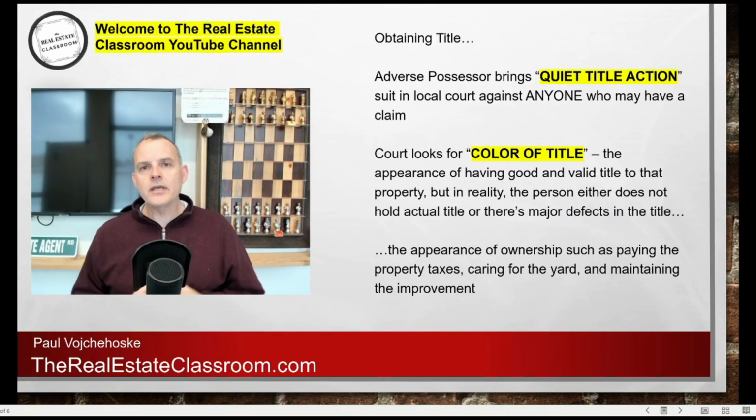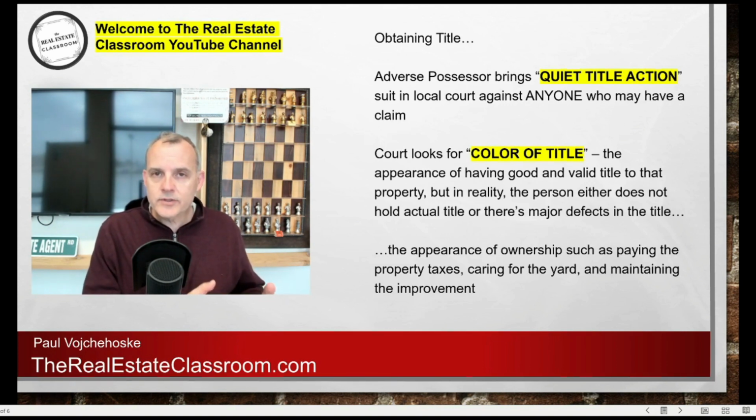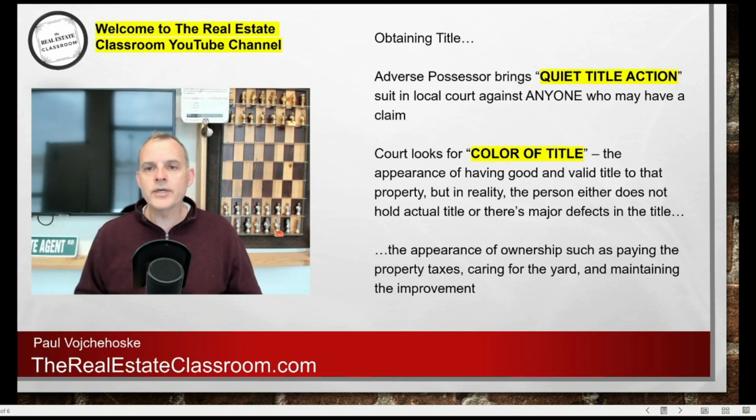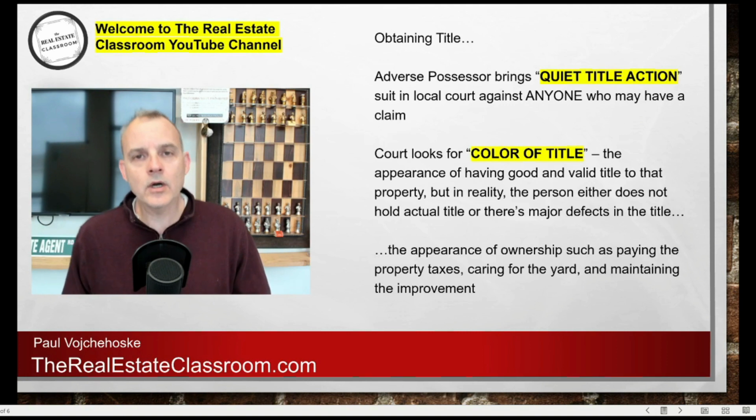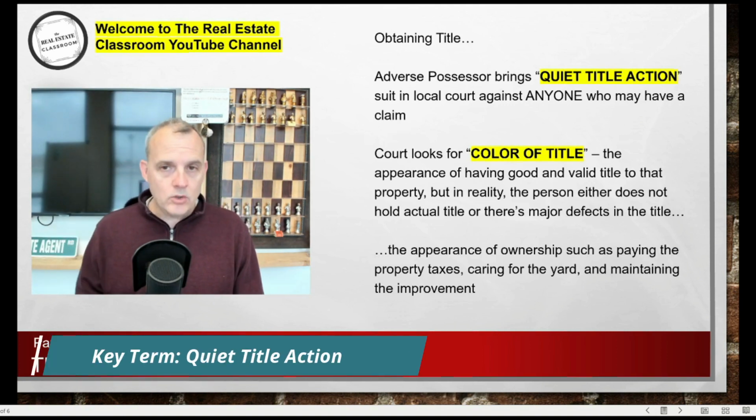Okay, the next phase in obtaining title under adverse possession is obtaining title itself. And how do we do that? Well, remember, the first thing is the adverse possessor had to establish those 5 essential elements. Number 2 is once they've done that, and remember, including for that statutory period of time, then the adverse possessor is going to bring what's called a quiet title action. It's a lawsuit in local court.